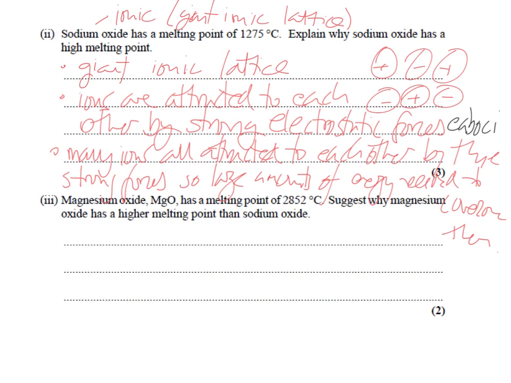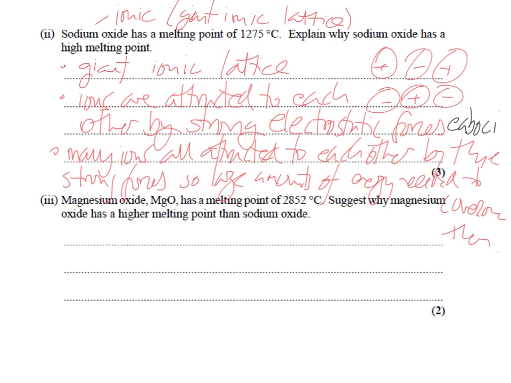If you had a bigger charge on the ions, they're going to be attracted to each other far more. So if I had a lattice with 2 plus and 2 minus, wow, that would be an attractive force. 2 plus and 2 minus, very, very attractive. 2 minus, 2 plus, very attracted to each other. And so the forces within the lattice would be much, much stronger, so more energy would be required.